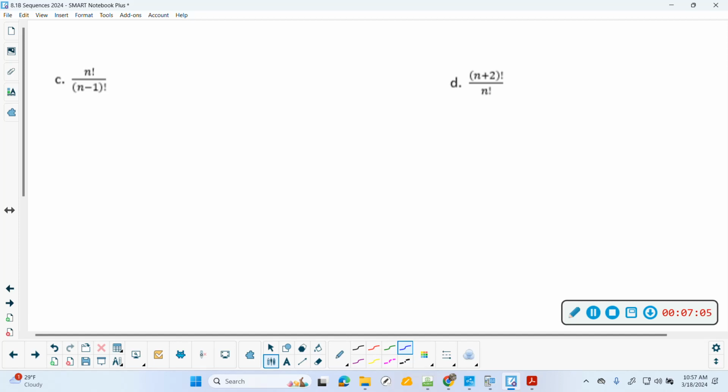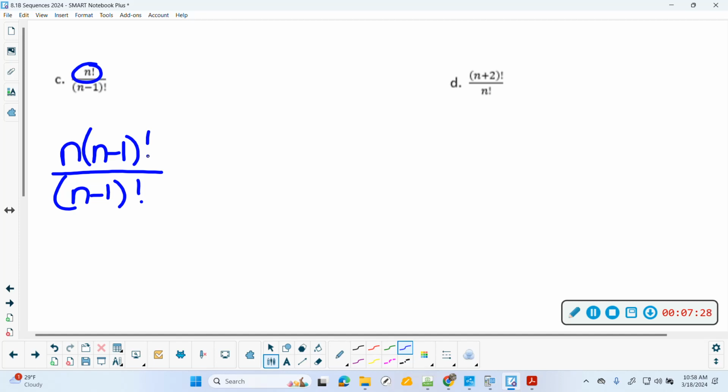Okay, which is bigger, n or n minus 1? So we're starting here. So if I wrote out the top, n factorial, n minus 1, n minus 2, n minus 3, n minus 4. Clearly I'm not going to do all of that. I'm going to stop at the n minus 1 because I see the factorial on the bottom. So then I can just cross them off, and we're left with that.